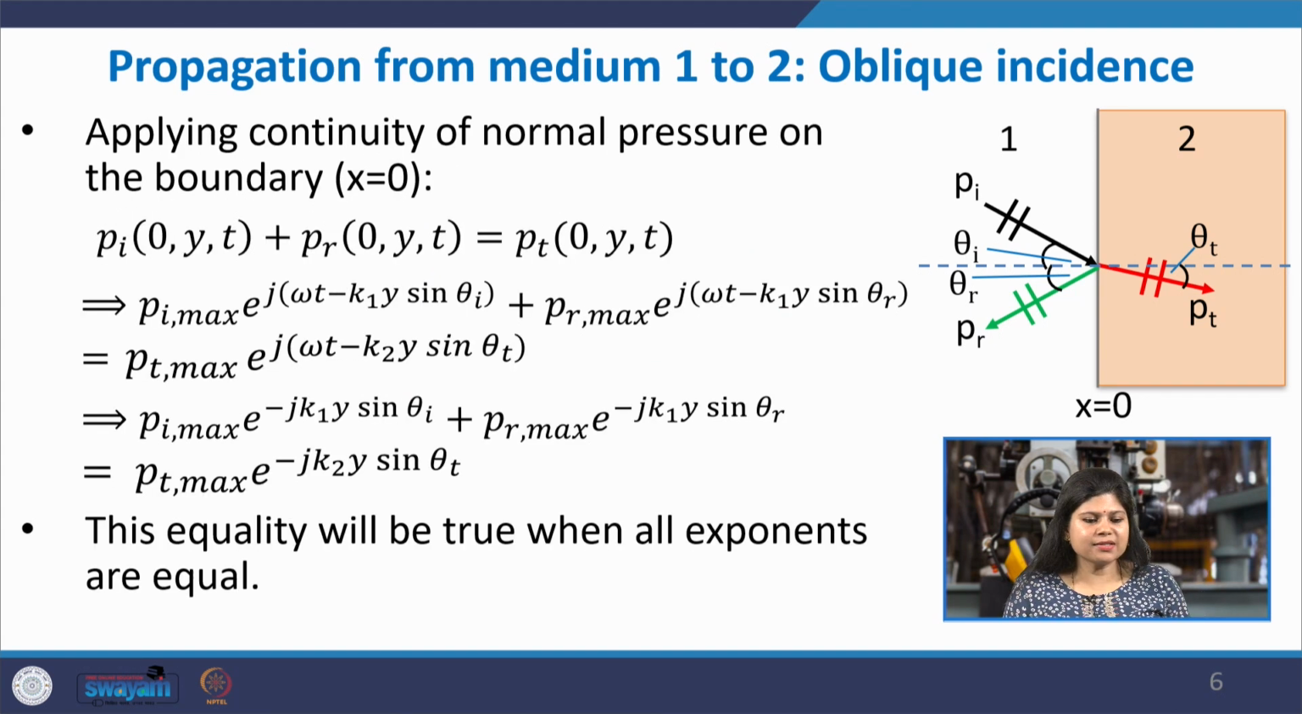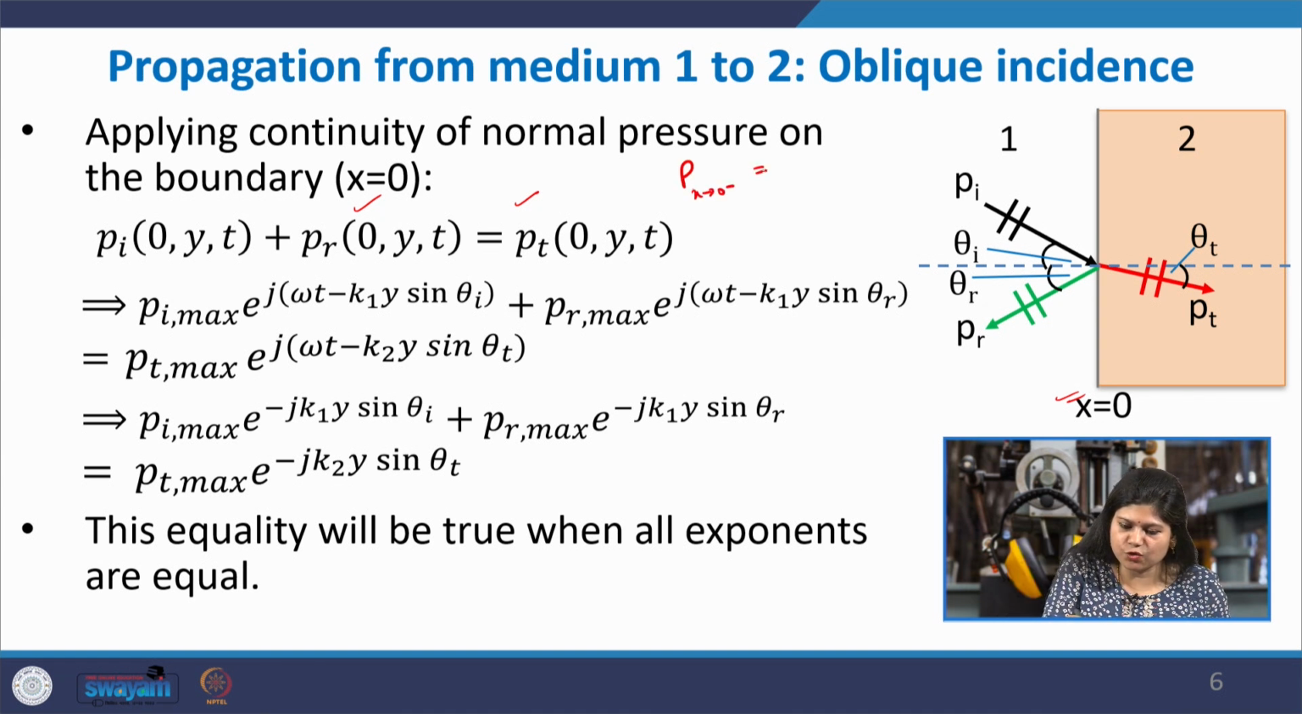Now, let us see the same continuity of normal pressure on the boundary as we have been doing for the case of normal incidence. So, at x equals 0, we add up the pressure just on the left hand side of the boundary and the right hand side of the boundary, and the pressure is continuous. There is continuity of the pressure at that point. Hence, P at the limit of x tends to 0 negative should be the same as P at the limit of x tends to 0 positive. We are not suddenly creating a new pressure at this point.